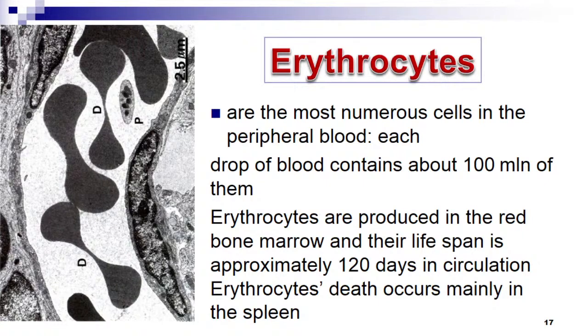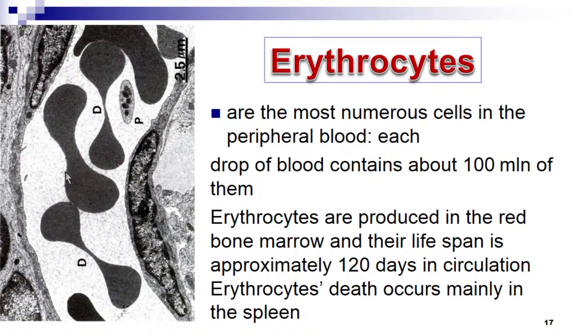We see here an electron microscopic micrograph, with a very well visible wall of the vessel, the capillary wall, endothelial cells, simple squamous epithelium of the blood vessel, and we see here the discocytes, whose shape is like a disc.